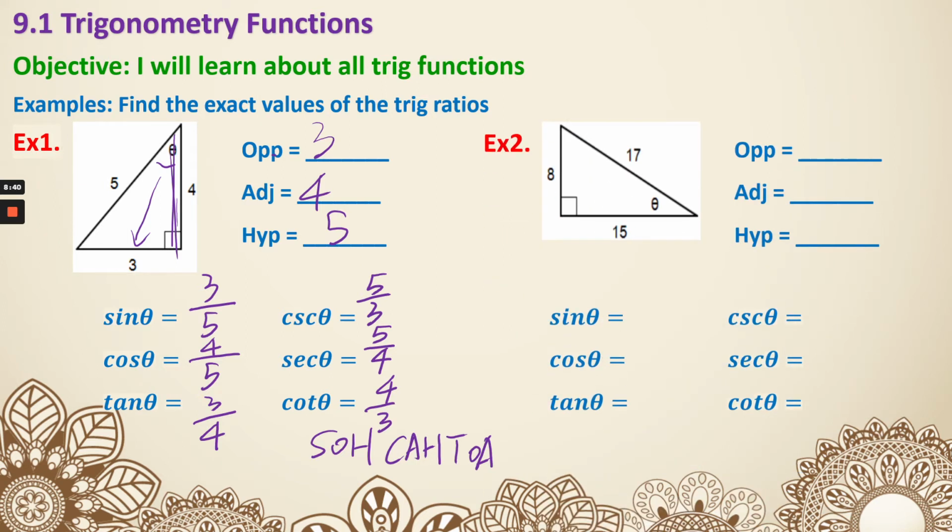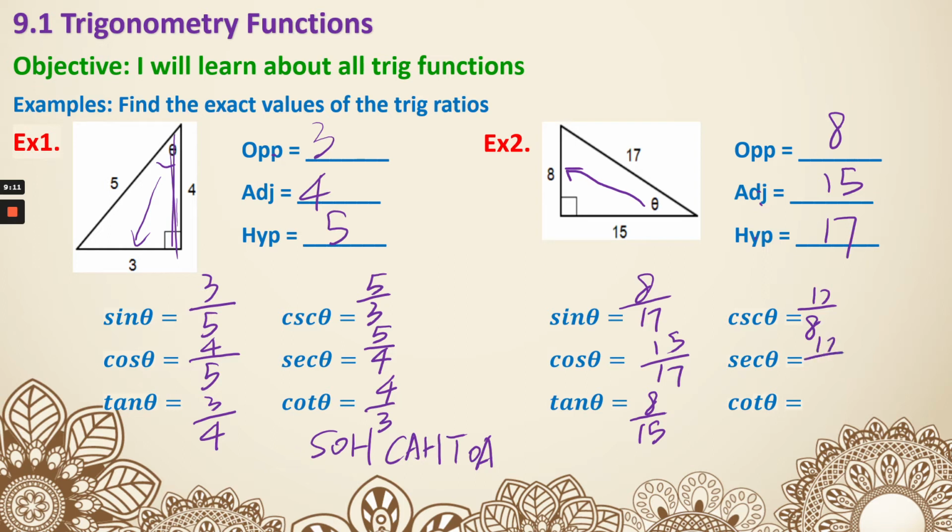Example 2. You can use example 2 to practice, see if you understand it, and then you can come back and check the answers. Opposite, right there, that's 8. Adjacent is the one next to it, so 15. Hypotenuse, longest, 17. Sine is SOH, so 8 over 17. CAH, 15 over 17. Tangent is TOA, so it's 8 over 15. Now we just need to flip them to get the other three. 17 over 8, because it's related to sine. 17 over 15 related to cosine. 15 over 8 related to tangent.